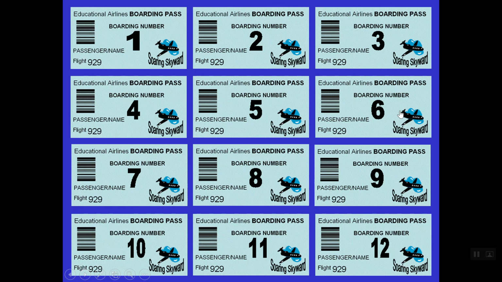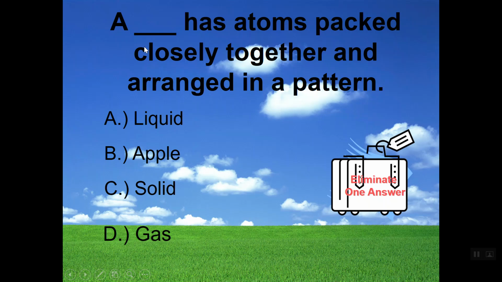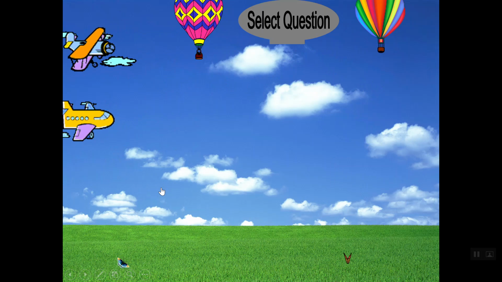So here you see the boarding passes. This represents the 12 different questions. So let's click. A blank has atoms packed closely together and arranged in a pattern. That would be a solid. So since we got the answer right, we go to the transportation page.